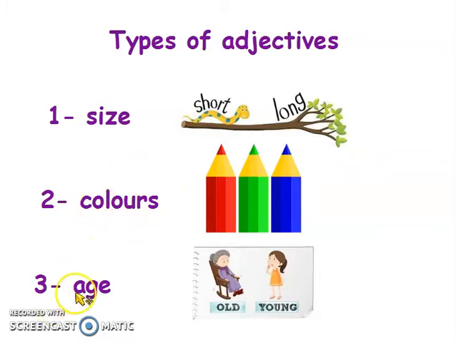The third type of the adjective is the age. Age, when we talk about العمر. Age اللي هو العمر. For example, old or young. Old and young, they are adjectives. So, size, colors, and age, they are the types of the adjectives.